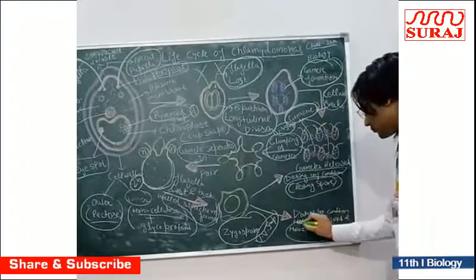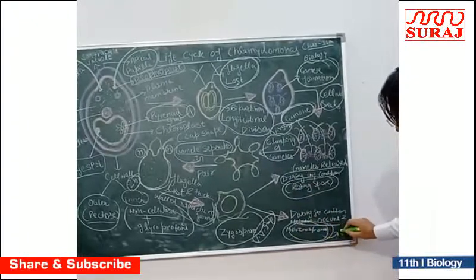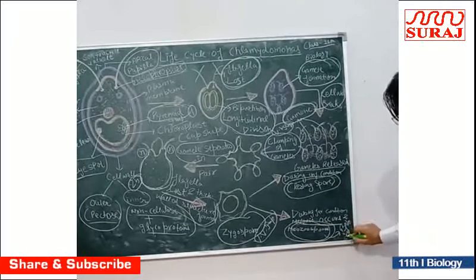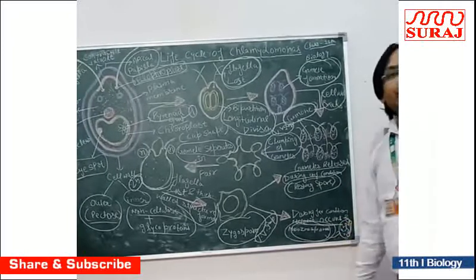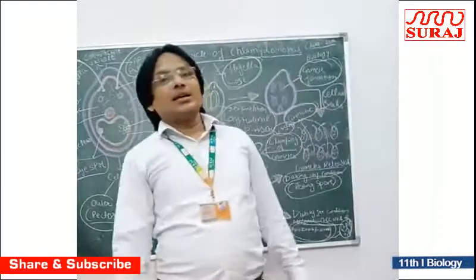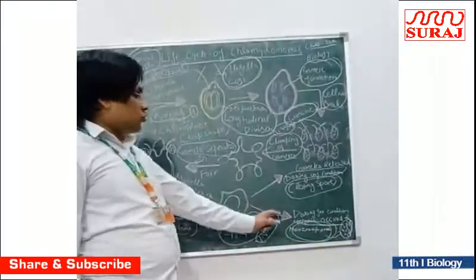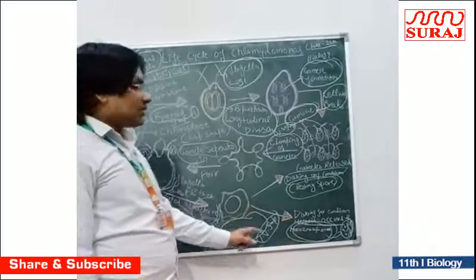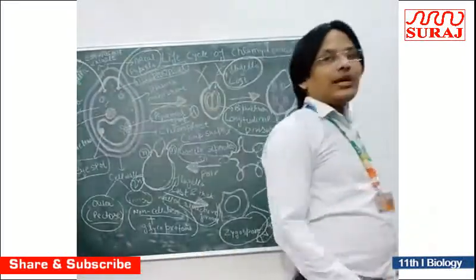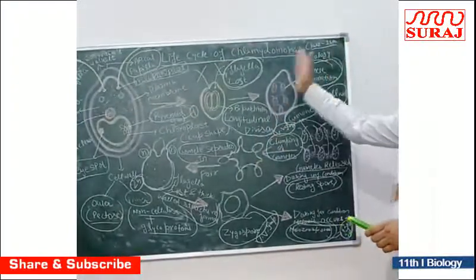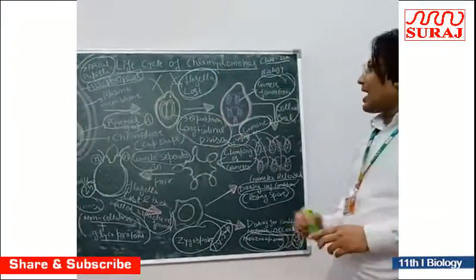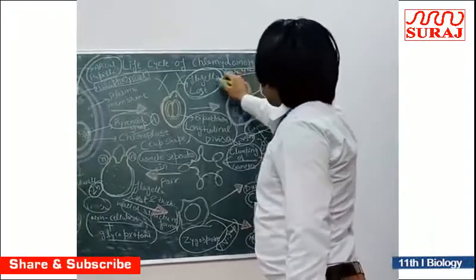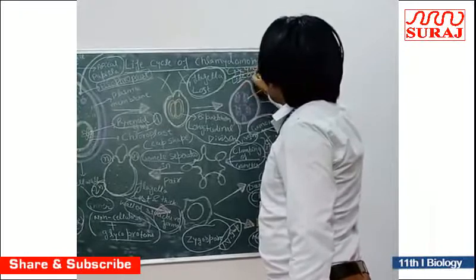These meiospores form the complete body of Chlamydomonas. Who forms the complete body of Chlamydomonas? The meiospores, one of the most important zoospores. This is the complete life cycle of Chlamydomonas, actually the sexual life cycle of Chlamydomonas.